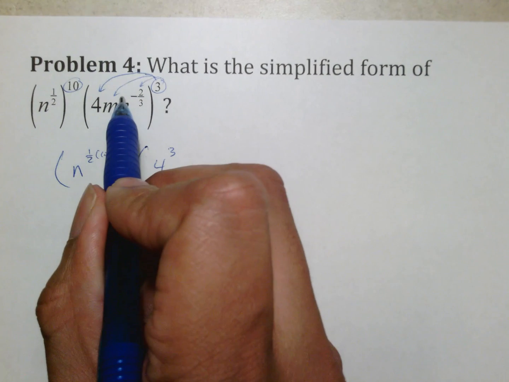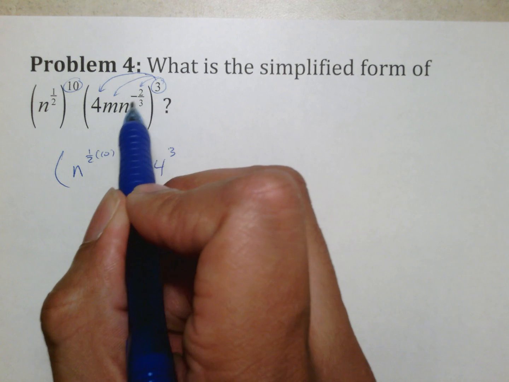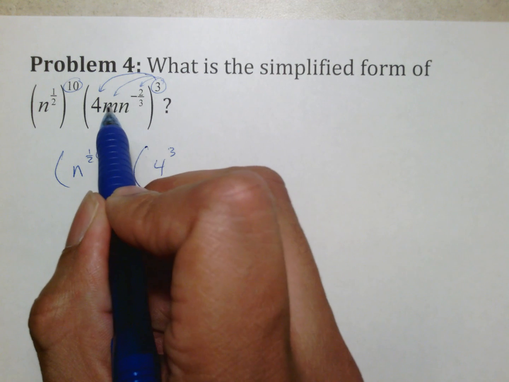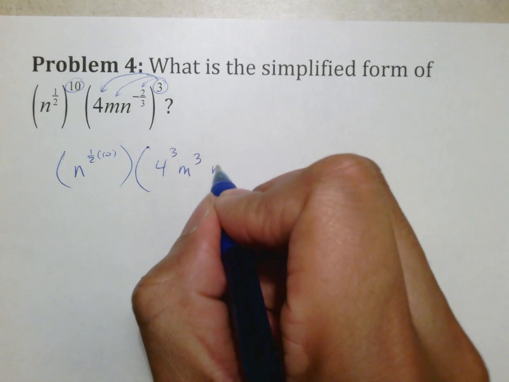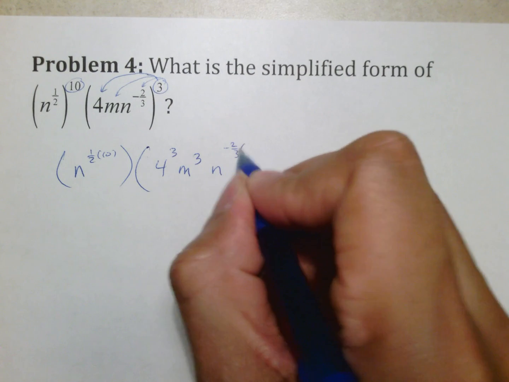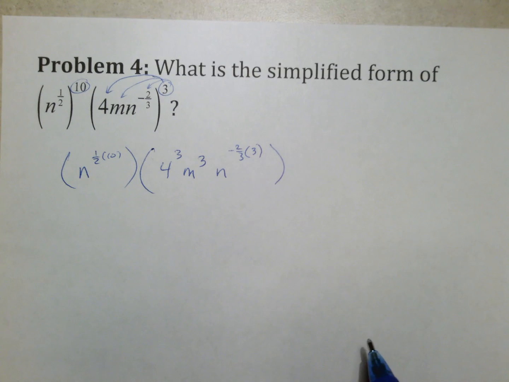Notice also that m does not have an exponent attached. It is not attached to the negative 2/3. Negative 2/3 is only attached to n. But m does not have an exponent, so that just becomes the exponent for m. And then n is the one where negative 2/3 gets multiplied by 3. So with all that, now you multiply.